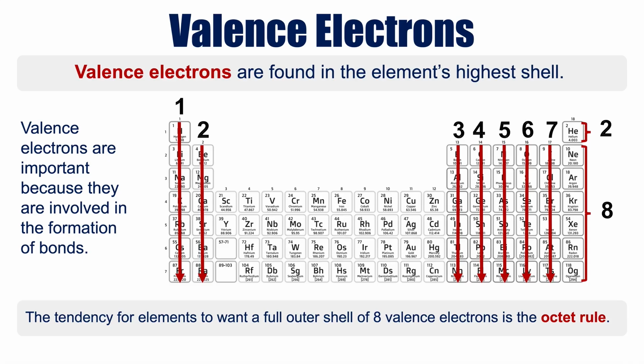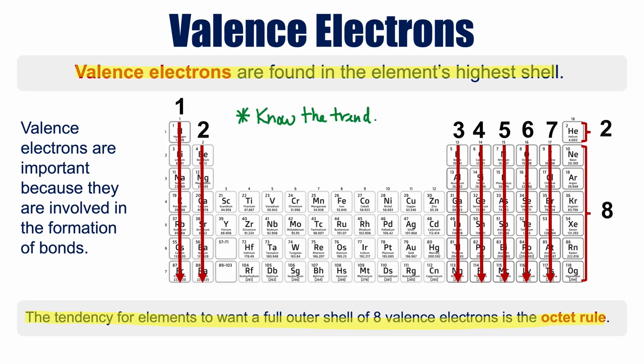So what we know is that valence electrons are found in the element's highest shell. Valence electrons are so important because they're involved in the formation of the different types of chemical bonds. So elements generally want to form chemical bonds in order to change their configurations to be similar to the noble gases. They want to try to obtain a full outer shell generally. That means having 8 valence electrons, and we refer to that as following the octet rule.